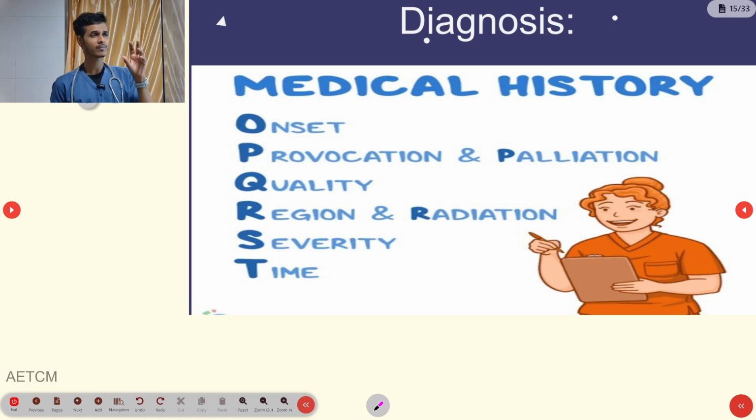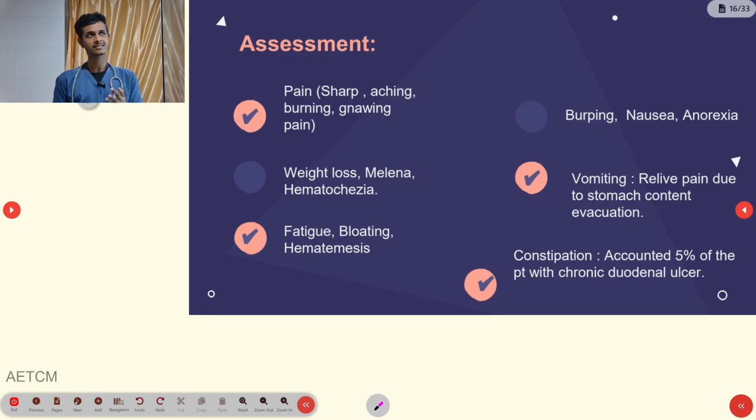Then coming to the assessment part, mainly in peptic ulcer disease, pain is a major important thing. For pain we have to follow the OPQRST mnemonic. In the assessment or clinical features, the person will feel pain; the nature of the pain will be sharp, aching, burning, gnawing. Weight loss will be there, melena will be there, hematochezia will be there, and then fatigue, bloating, hematemesis also will be there, burping, nausea, anorexia, vomiting. Mainly in a gastric ulcer, if the person vomits, they will feel some relief.